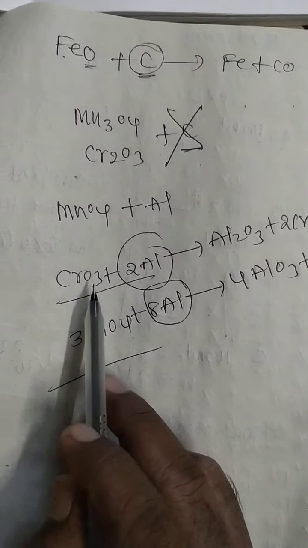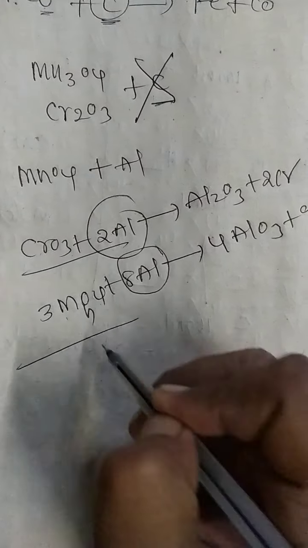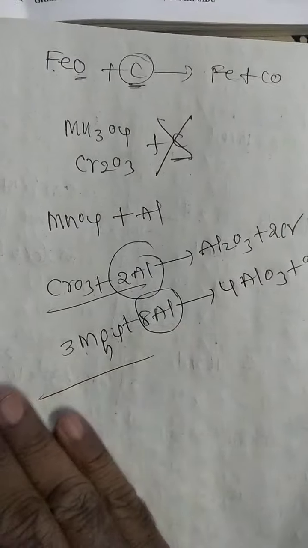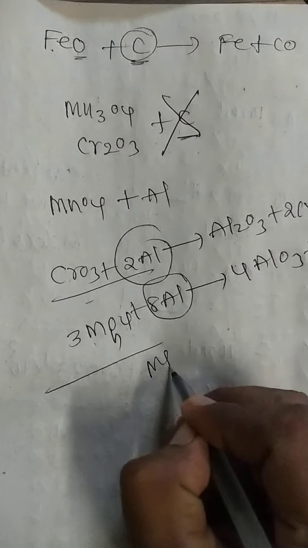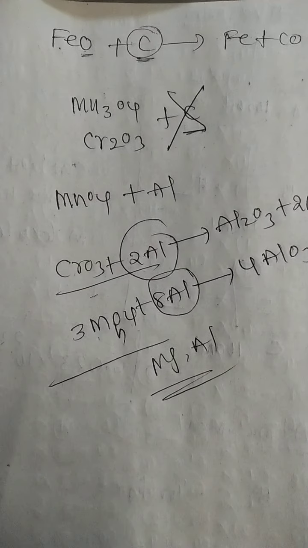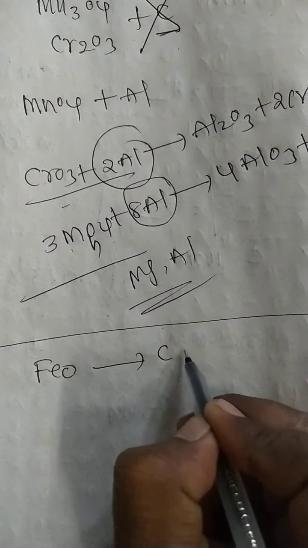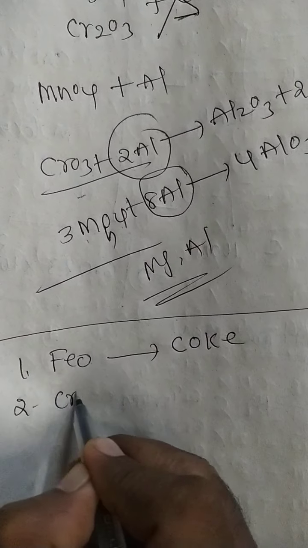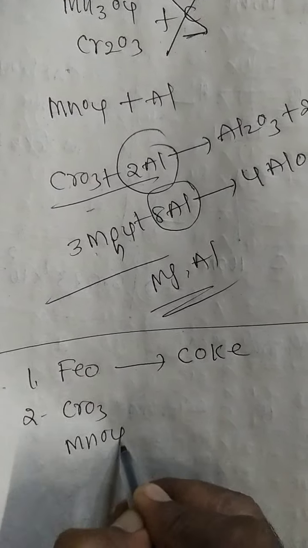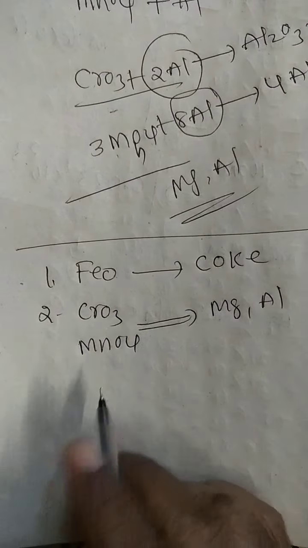Listen carefully, my dear students. Carbon does not easily reduce the oxygen present in chromium and manganese compounds. Instead of carbon, you can use highly electropositive elements, either magnesium or aluminum. Clear, my dear students? If it is FeO, the oxygen is removed using coke. First point. Another is from compounds like CrO3 and Mn3O4, where either magnesium or aluminum is used to remove the oxygen.